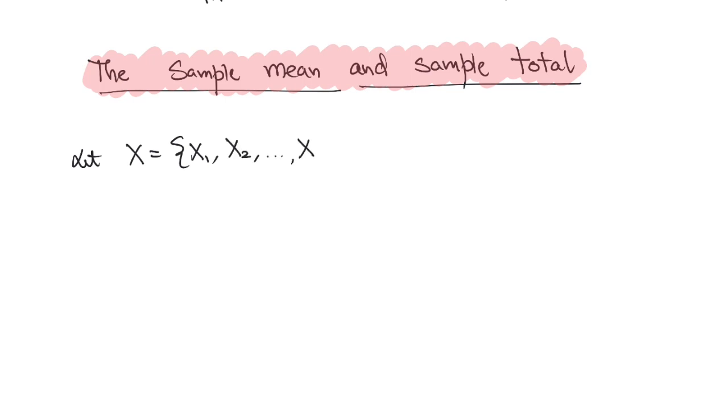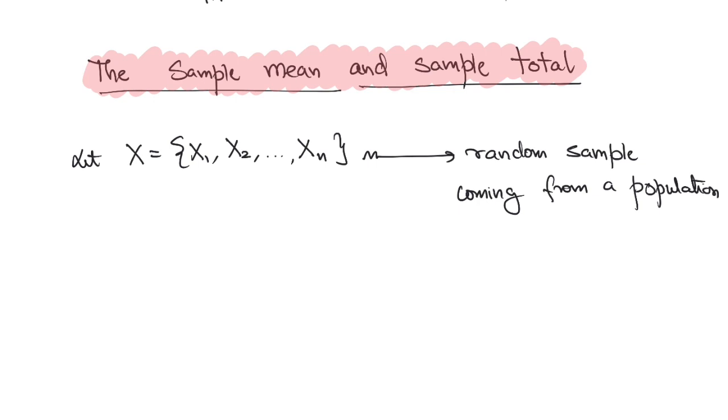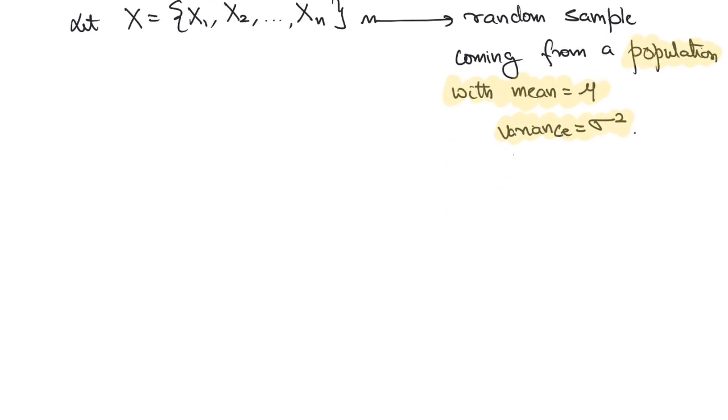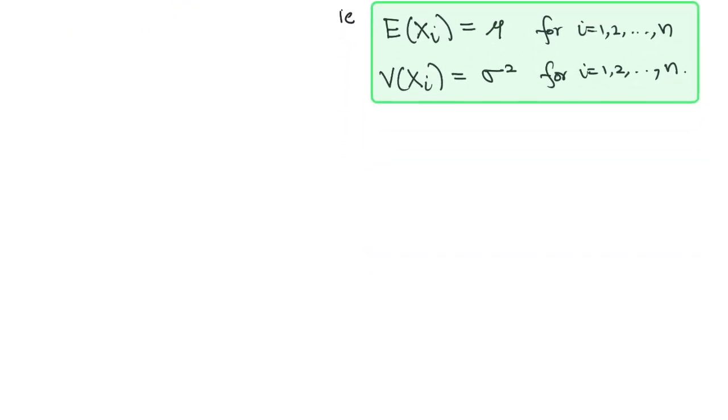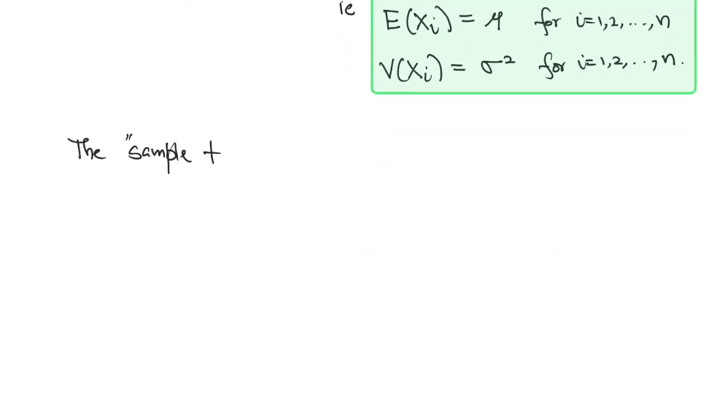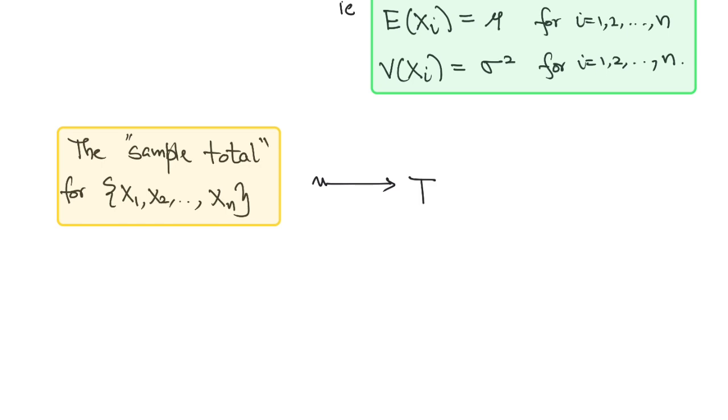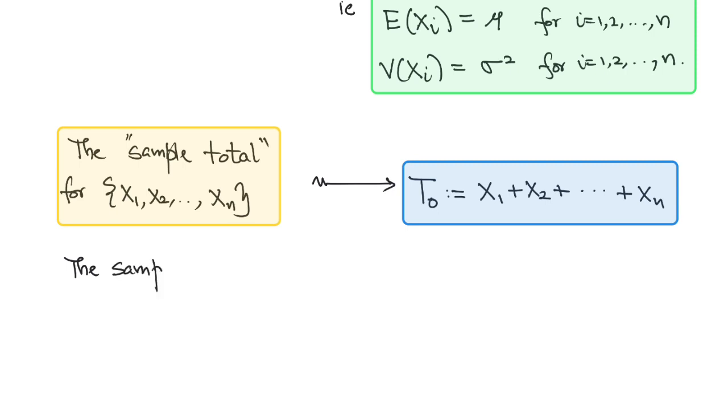We will next talk about the sampling distributions of two important statistics, that is the sample mean and the sample total. Let x1, x2 up through xn be a random sample that is coming from a population that has mean mu and variance sigma squared. This is to say that the expected value of xi equals mu for i ranging from 1 through n, and the variance of xi equals sigma squared for i ranging from 1 through n. In this setting, we can define the sample total for the random sample x1 through xn to be the statistic T naught that equals the sum of the n random variables x1 through xn.